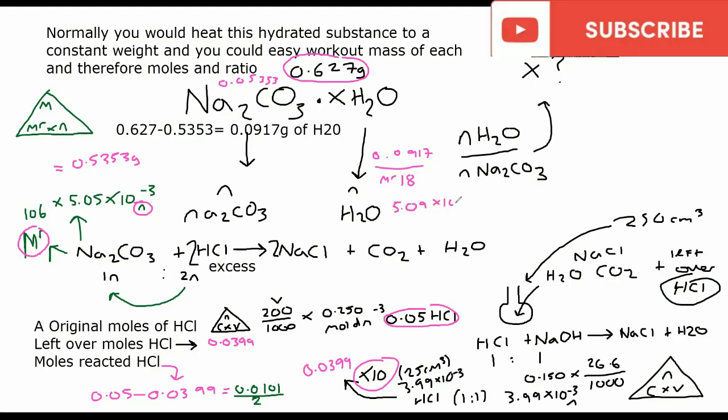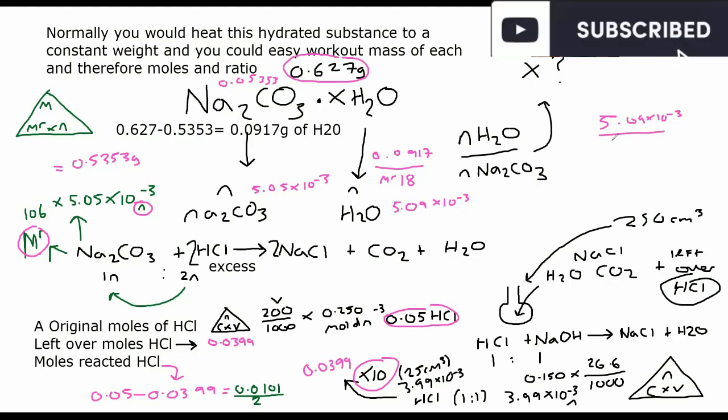We divide our moles of water, 5.09 times 10 to the minus 3, by 5.05 times 10 to the minus 3. Now, you're not going to get exactly 1, but they've told us what is the integer x. They've told us it's a whole number. So the answer must be 1. And there you go.